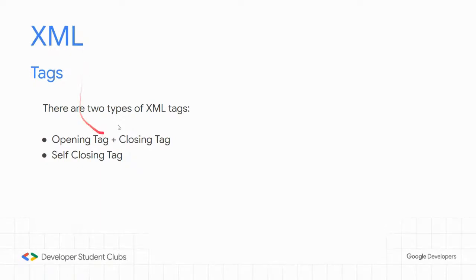Now these tags come in two types. One is an opening plus closing tag, so you open it and then you close it. And then there's one called a self-closing tag, which closes by itself. You don't need two separate tags to open and close. Now let's see some examples of these two things.